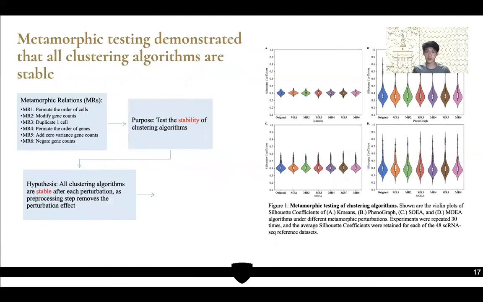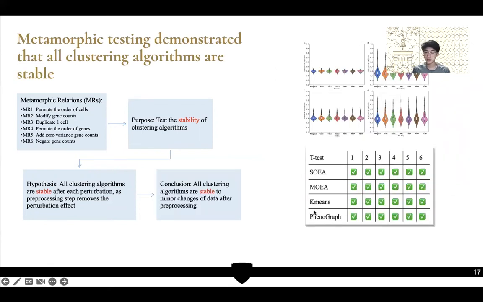The third experiment is metamorphic testing to test the stability of the clustering algorithms. We designed 6 separate metamorphic relationships which are independent of each other. They are basically perturbations to the original datasets. We hypothesize that all clustering algorithms are stable after each perturbation, as the pre-processing step removes the perturbation effect. And by statistical testing, we concluded that all clustering algorithms are stable to minor changes of data after pre-processing.